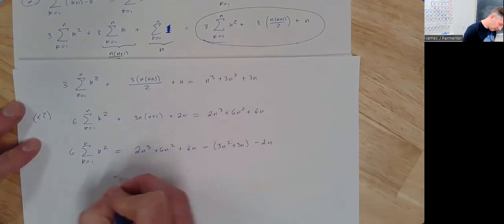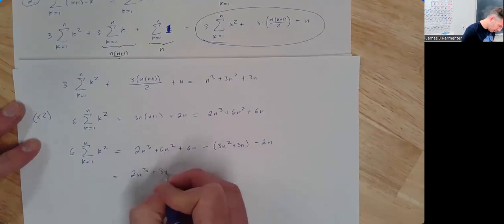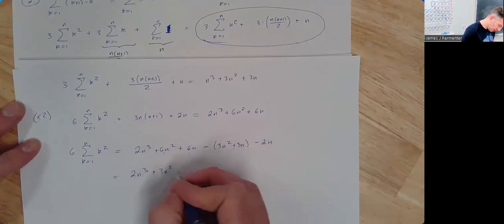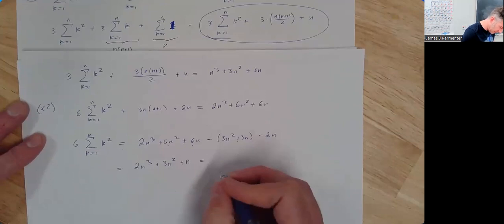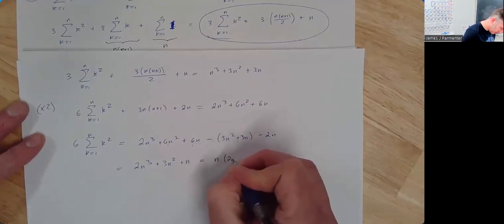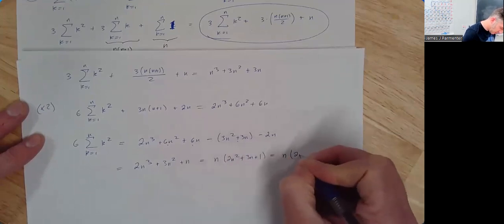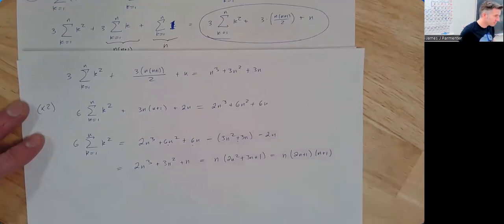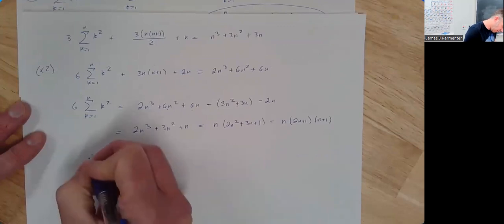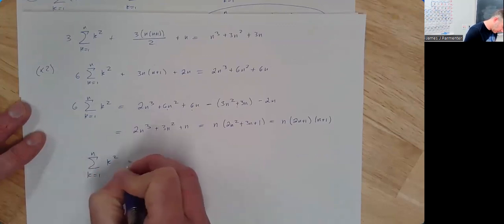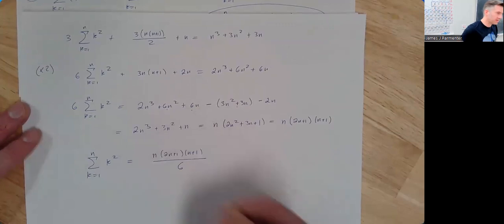So simplifying, that's going to be 2n cubed. 6n squared minus 3n squared is 3n squared. And 6n minus 3n minus 2n is just an n. And this definitely factors as n times 2n squared plus 3n plus 1, which factors further as n times 2n plus 1 times n plus 1. So we end up getting that the summation from k equals 1 to n of k squared is equal to n times 2n plus 1 times n plus 1 divided by 6.